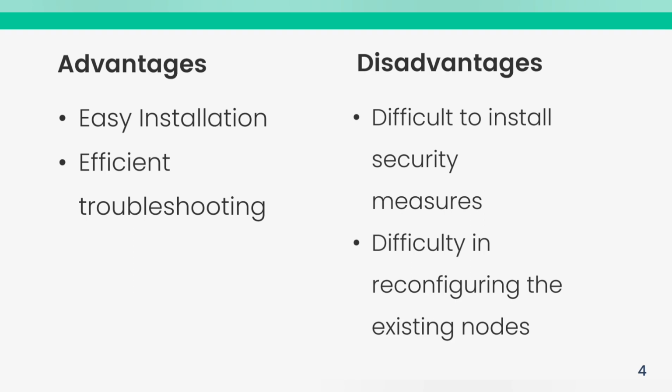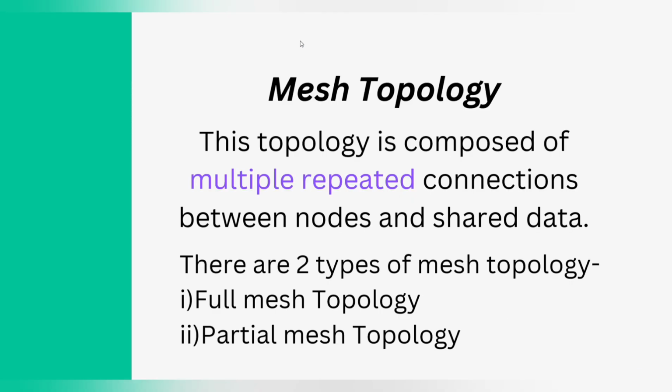Tree topology is commonly used in large-scale enterprise networks, especially when the network infrastructure needs to cover extensive physical areas. Its hierarchical structure, scalability, and organizational benefits make it a suitable choice for complex network deployments.